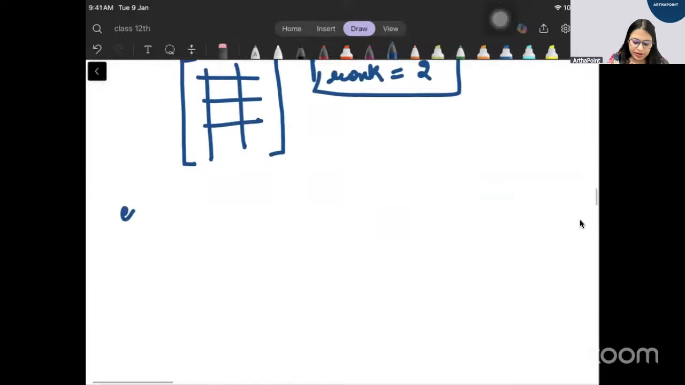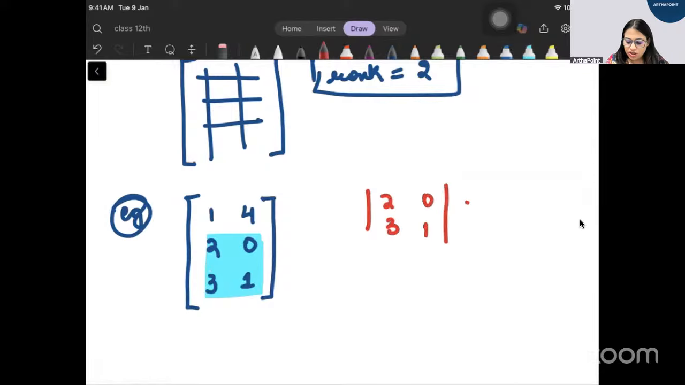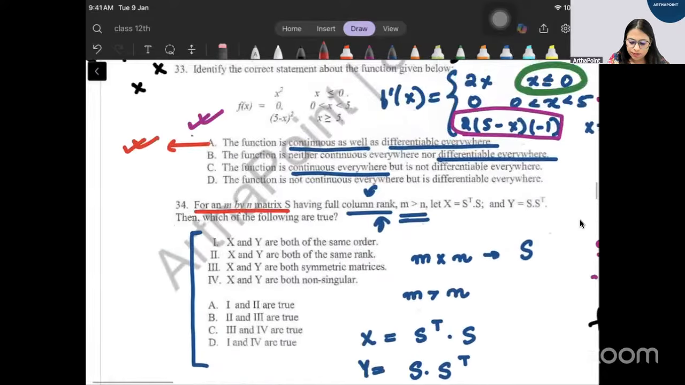So it means कि for every 2 by 2 का determinant will be non-zero. So for example, if I take a matrix 1, 2, 3, 4, 0, 1, and suppose this is my 2 cross 2 का matrix, and I find the determinant of this, तो ये non-zero आ रहा है ना, this is 2 which is not equal to 0. So it means that the rank of this becomes 2. This is what the question is saying. अभी तक ये information is given in the question.